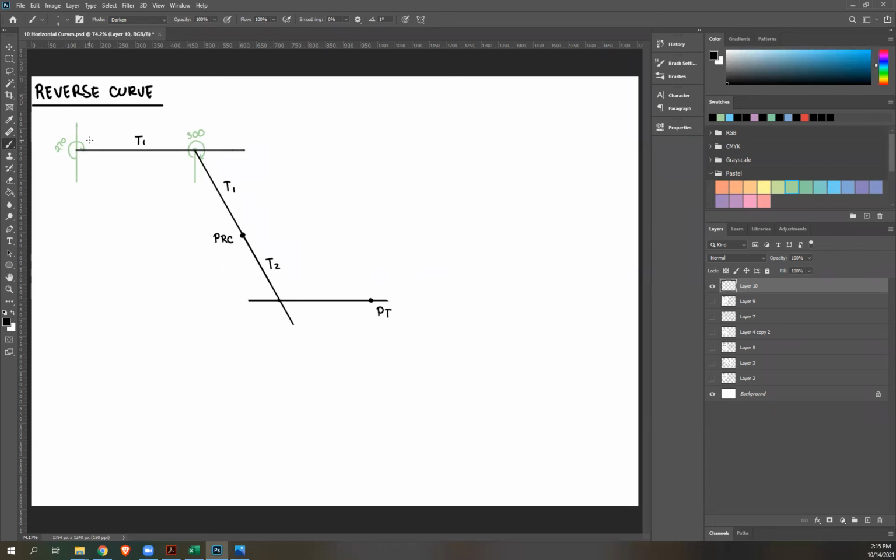Now let's draw the actual curve. So remember, your curve is always facing away from your vertex. So it's going to be like that. And then it's going to go oppositely.